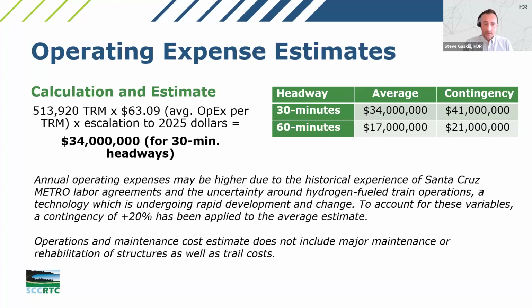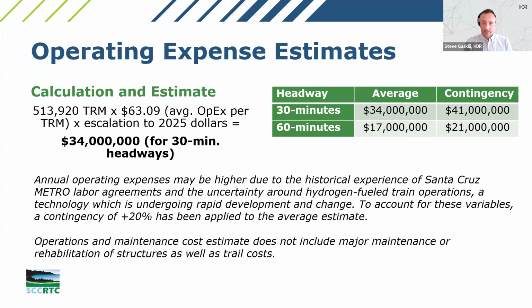So for 30-minute headways, which is the ultimate desire as envisioned in the California State Rail Plan, your average annual operating expense would be $34 million. And we also wanted to include, just as a point of comparison, what a 60-minute headway would look like. And that average annual operating expense would be $17 million. We've also included a high-end range, which we're calling contingency here. But that's not additional, that's inclusive. So you can consider your range as being 34 million to 41 million.